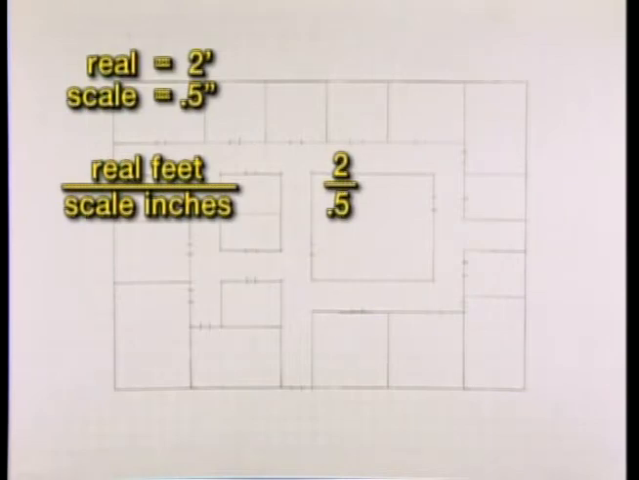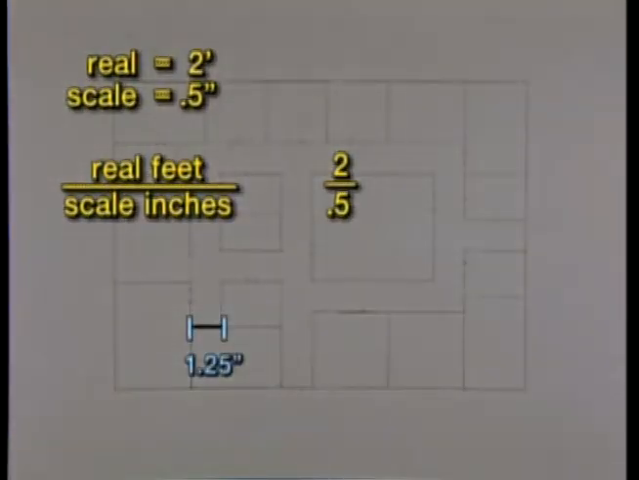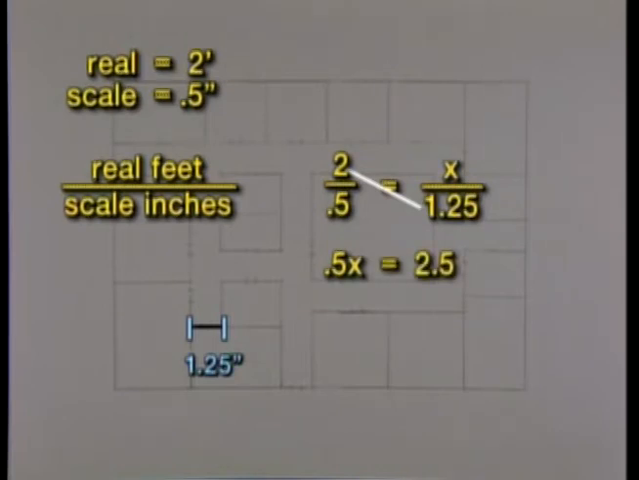What is the real length of a wall that is 1¼ inches long on the drawing? 1.25 is the scale length in inches. X is the real length in feet. Now we have a proportion we can solve. To solve for X, cross-multiply. 0.5 times X equals 0.5X. 2 times 1.25 equals 2.5. Divide both sides of the equation by 0.5. X equals 5. The wall is 5 feet long.